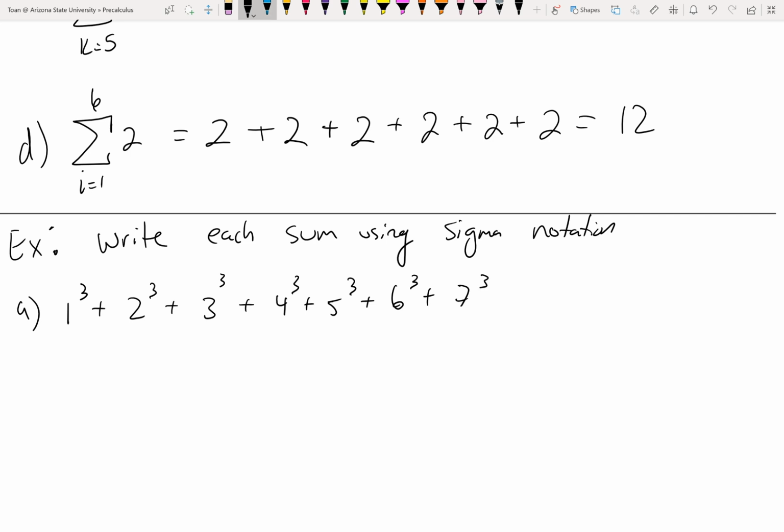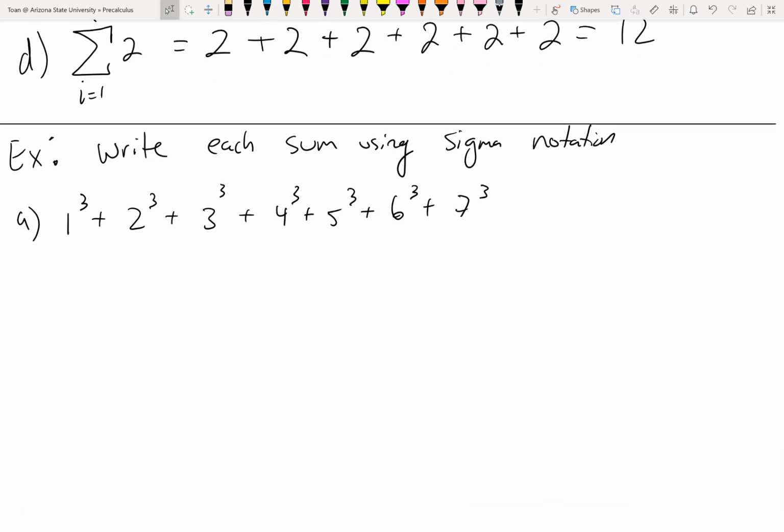How to do this? The first thing you want to do is ignore the pluses, basically, and see if you recognize any patterns. So 1 cubed, 2 cubed, 3 cubed, so on and so forth. Do you recognize any patterns? As if you were doing yesterday's lesson, come up with a sequence. So I hope it's very obvious to everyone that the pattern is simply the number cubed.